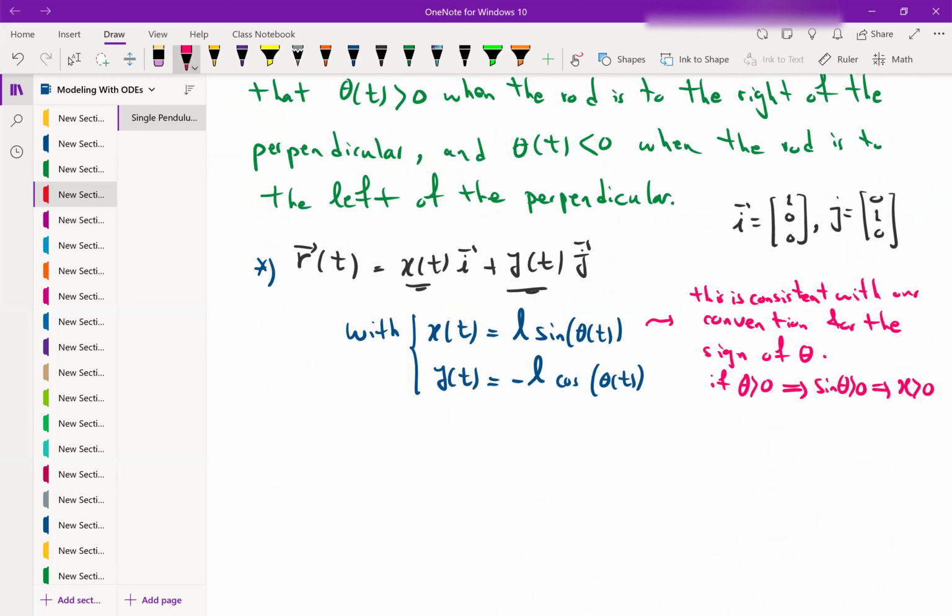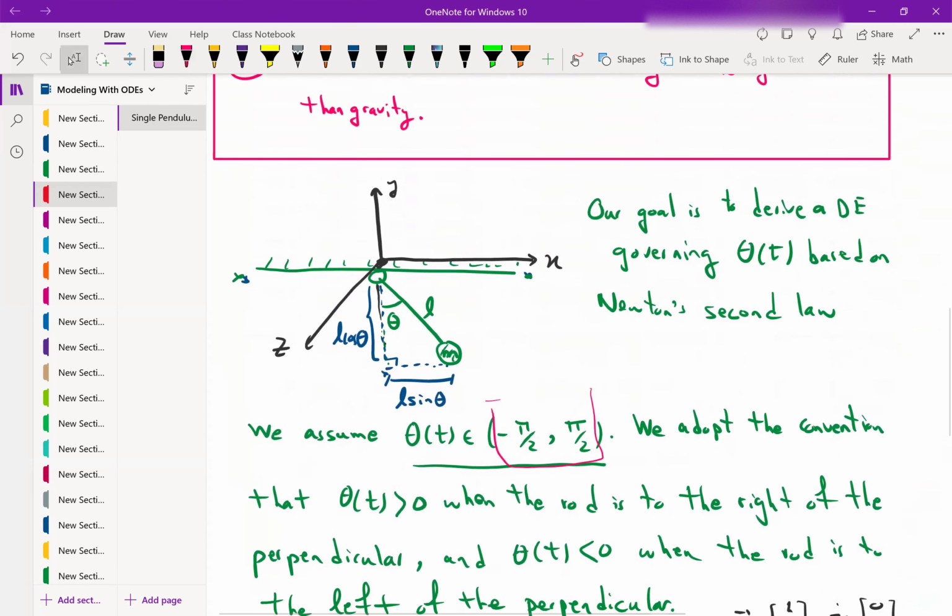And also, if theta is less than 0, and again, remember that theta is always between negative pi over 2 and pi over 2, so when we say theta less than 0, that means that theta is between negative pi over 2 and 0, then sine theta is less than 0, and that means that the x coordinate will be less than 0, which is again in agreement with everything that we have here. When the rod is to the left of the vertical, the x coordinate will be negative.